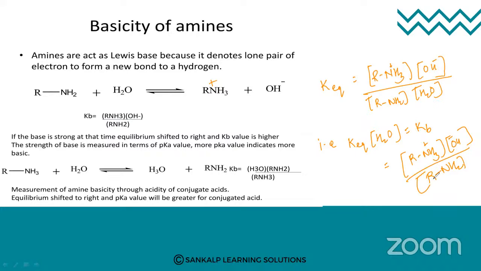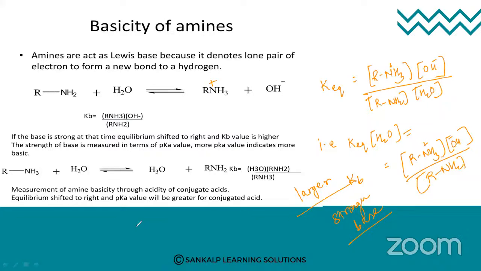What is Kb? Kb is nothing but the dissociation constant for a weak base. When we are finding the equilibrium, the higher the value of Kb, the stronger will be the base. So as the value of Kb is larger, the base will be stronger. Remember that: a larger value of Kb means a stronger base.